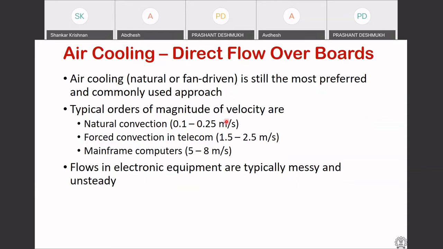So in direct flow over PCBs, the typical velocities that are observed for natural convective flows over a printed circuit board or motherboard is about 0.1 to 0.25 meter per second. Forced convection is about 1.5 to 2.5, and mainframe or desktop computers is on the order of 5 to 8 meter per second. These are rough orders of magnitude. It is not to be treated as some sort of accurate numbers.